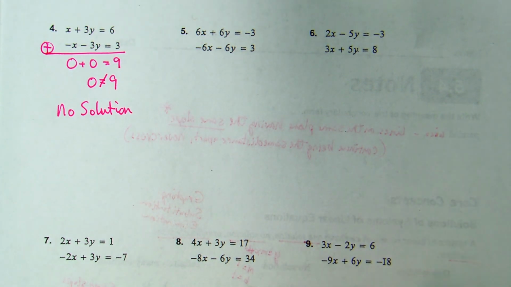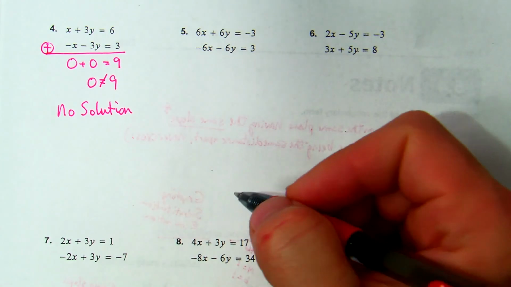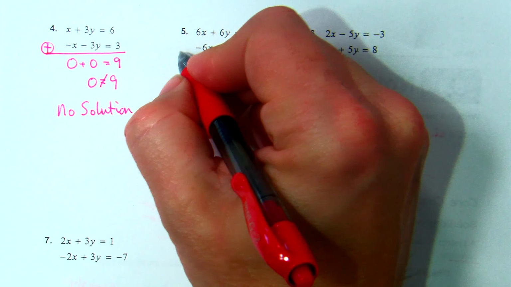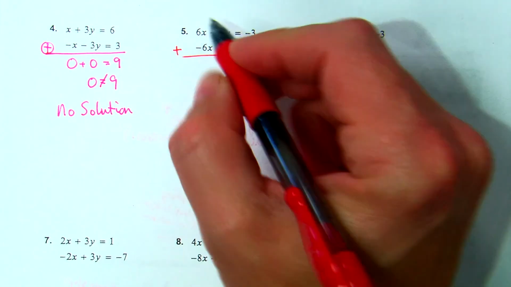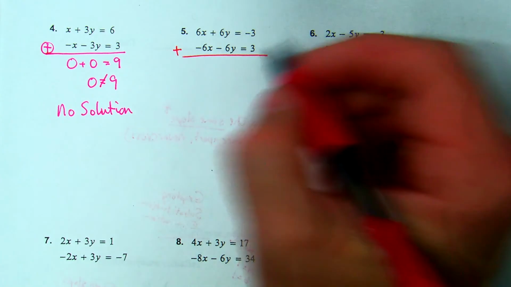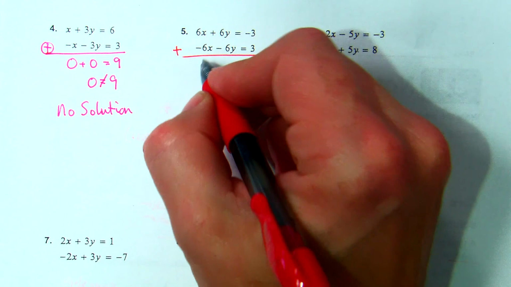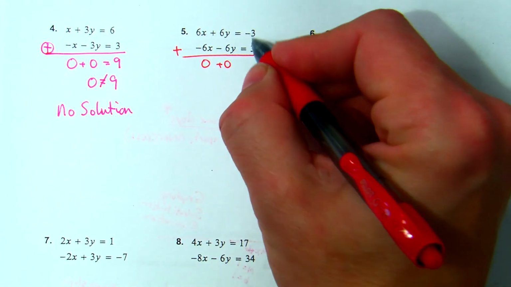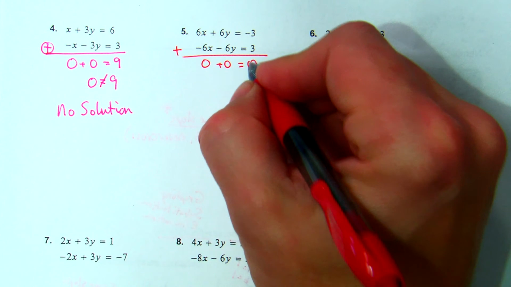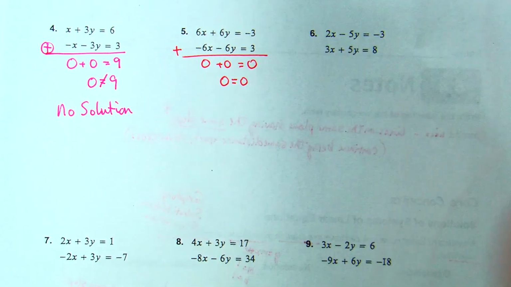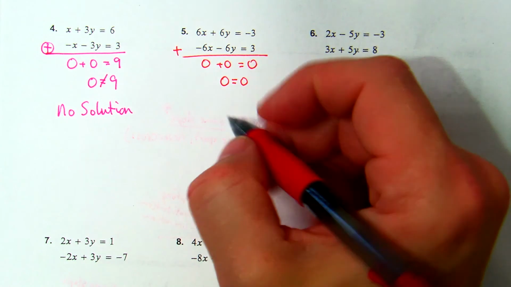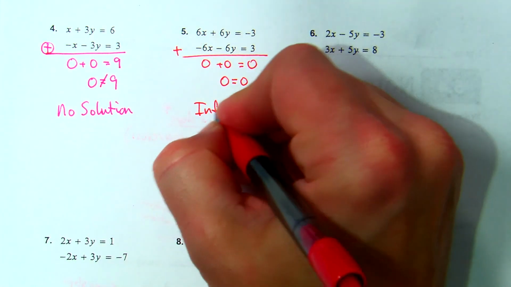Okay, number 5. We'll switch colors here just for sake of giving you something else to look at. I'm going to again add these together because I have opposite signs. Then 6 and negative 6 will be a 0. Negative and positive 3 will end up being 0. So 0 is going to equal 0. And I'm going to end up with a quick and easy solution here, which actually is infinitely many.